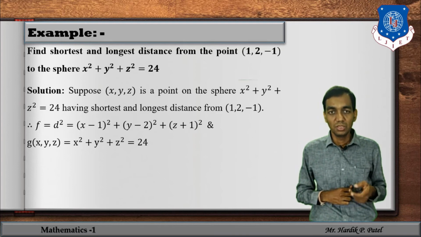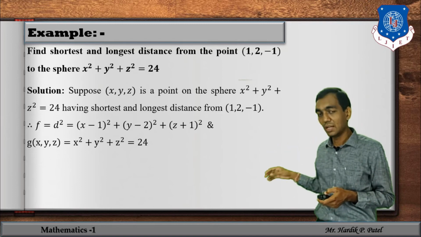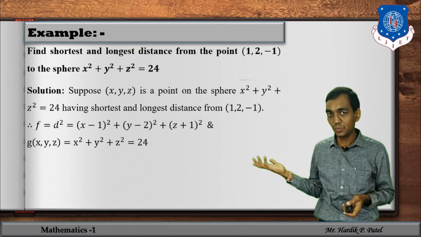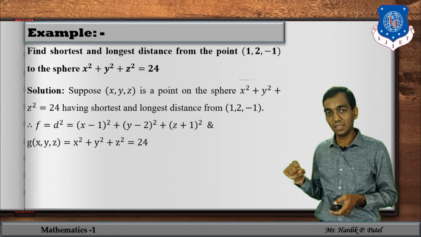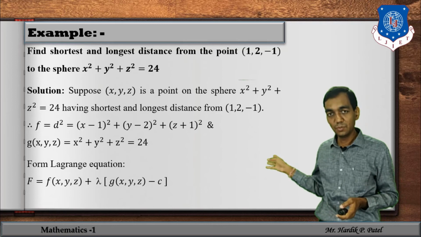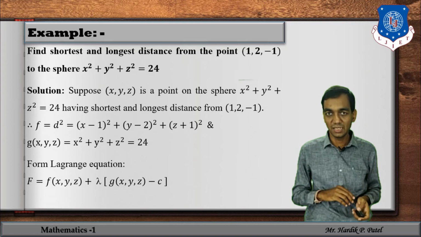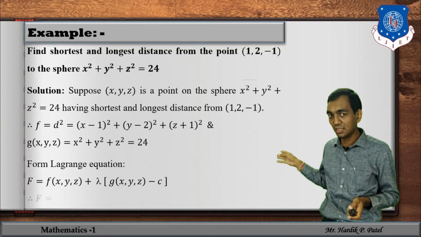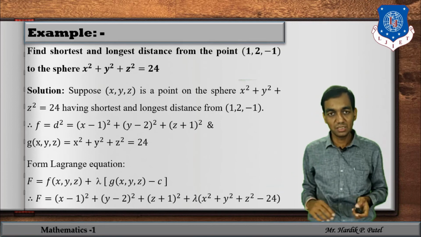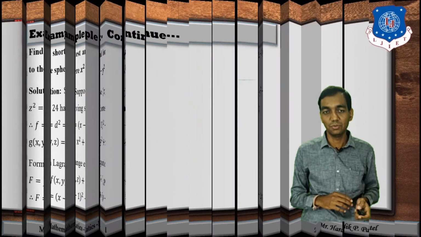Correct? So that will give you the distance function f equal to (x minus 1) square plus (y minus 2) square plus (z plus 1) square. And g is your condition, that is a sphere, x square plus y square plus z square minus 24. Now form the Lagrange equation. That will be nothing but capital F equal to small f plus lambda into (g minus c). That means it is (x minus 1) square plus (y minus 2) square plus (z plus 1) square plus lambda into (x square plus y square plus z square minus 24).